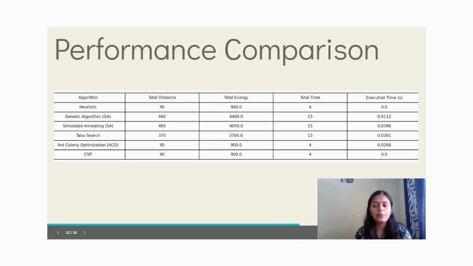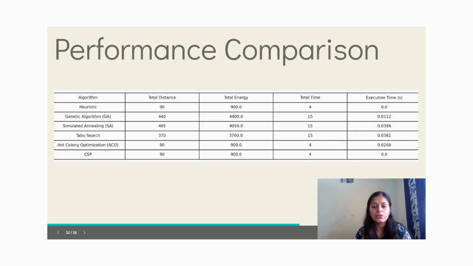Now comes to the slide performance comparison. Now let's compare how each algorithm performed on three key metrics: total energy consumed, execution time, and total distance traveled. Heuristic Search and CSP were the fastest, completing instantly while giving the best solution. ACO, that is, ant colony optimization, was slightly slower due to its iterative pheromone-based update but still gave near optimal results.